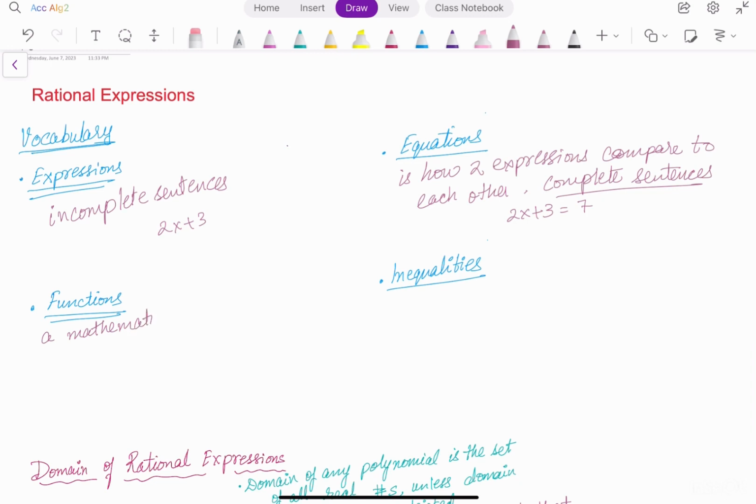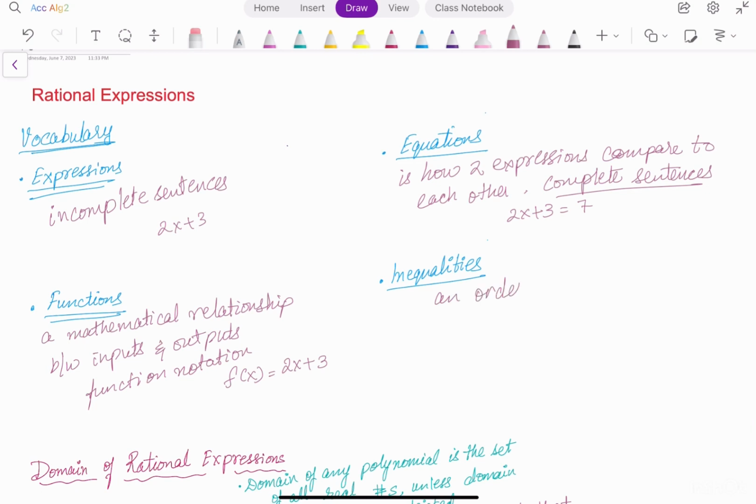A function, on the other hand, is a mathematical relationship between input and outputs, right? So x is your input and y is your output if you are talking with respect to algebra. You can write it in function format and say f of x is nothing but y, right? f of x, that means a function of x, is equal to 2x plus 3. That means y is dependent on the value of x.